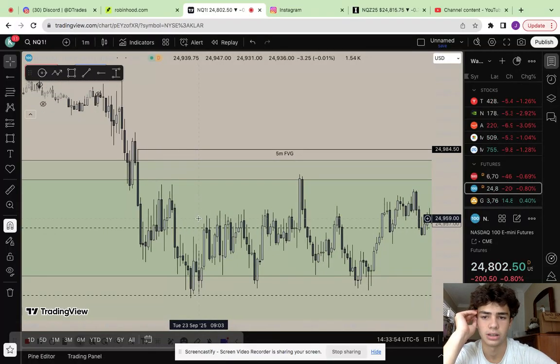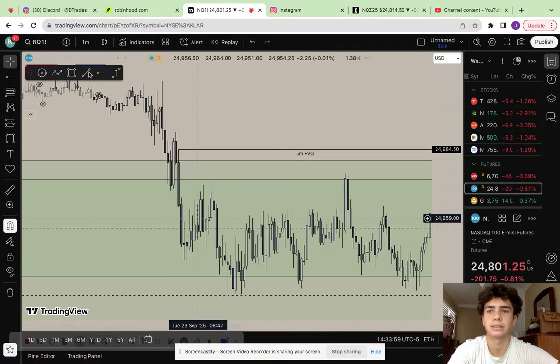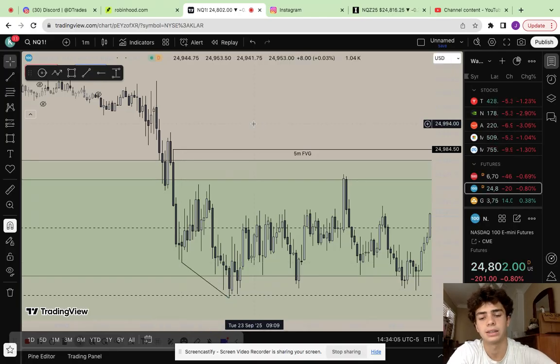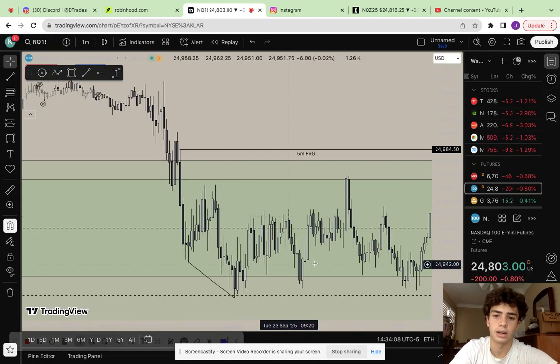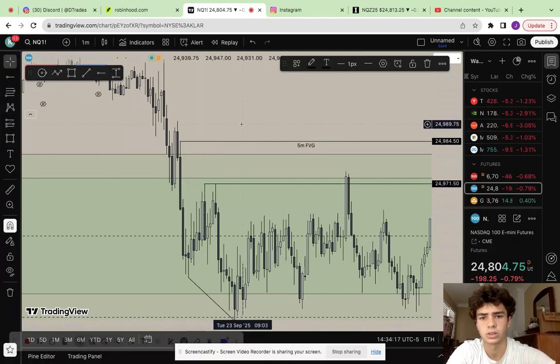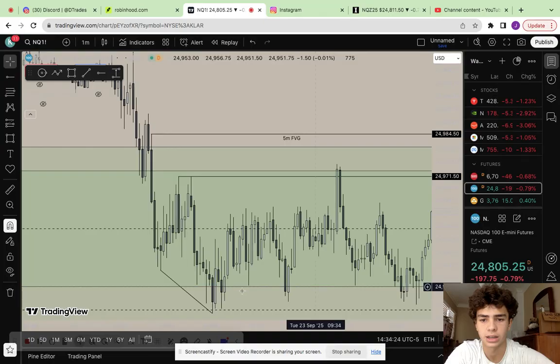We just didn't execute. So right here we create an SMT at these lows right here, meaning that ES did not make that lower low and NQ did. And then after this right here, we also had these relatively equal highs right here, which is another draw for price to head towards. And this is where I found my exact entry.